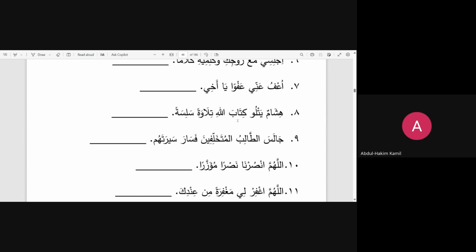Salisatan. Salisa means that it's smooth, soft. Hisham yatlu kitab Allah tilawatan salisatan. Salasa means that it's soft, smooth. It's not rigid. Naam. Tayyib. What kind of recitation does Hisham recite the Quran with? Soft recitation. What does that convey? Bayanin now. Naam. Okay, let's finish these up.